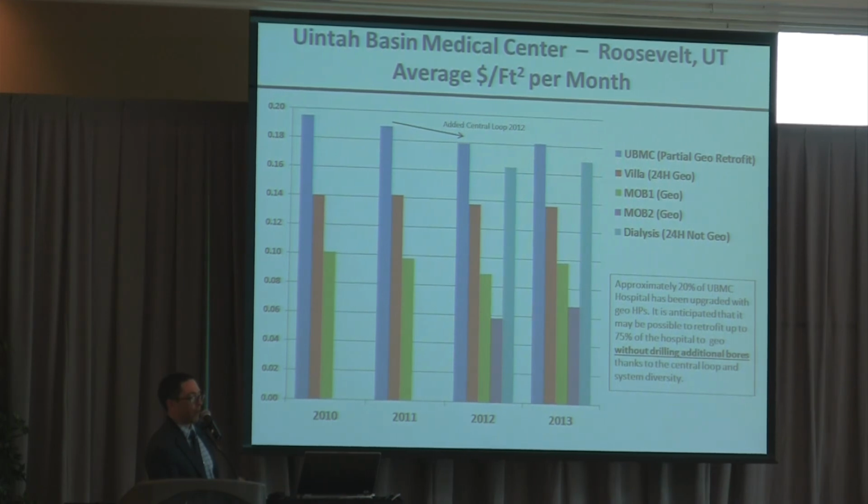The red, the green, and the purple are all 100% geothermal, and the blue, the dialysis building, is not geothermal. So you can see it's 24 hours and the villa is 24 hours. You can see the difference there. Even for a 24-hour facility, this is dollars per square foot per month on average for the last several years.